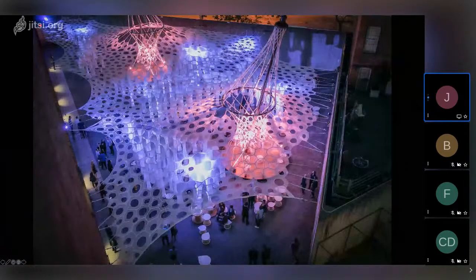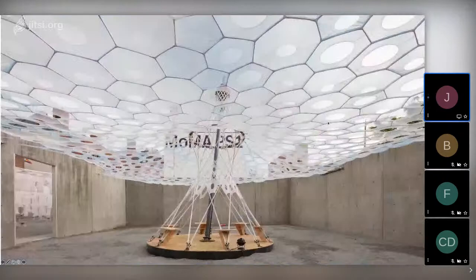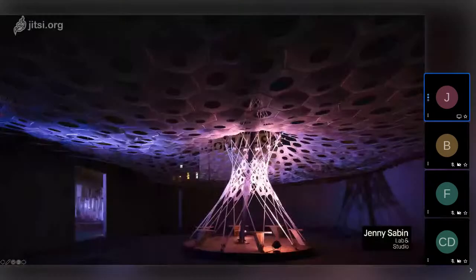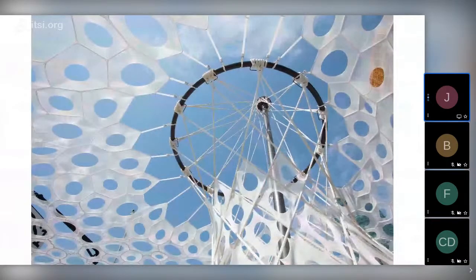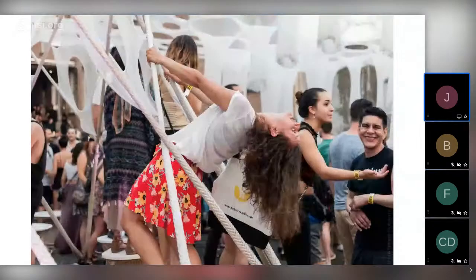Just some additional images. Here a photograph of the smaller courtyard, which was one of my favorite moments in the project, I think because of the kind of intimacy of it. And a detail of one of the tensegrity towers. And some fantastic images of the project being occupied.